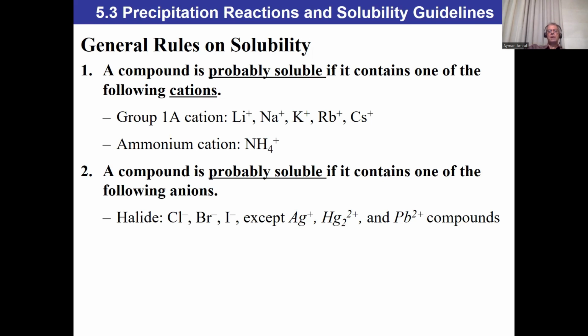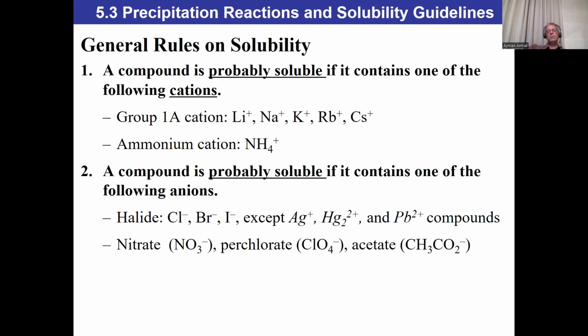Other cations form soluble salts with chloride, bromide, or iodide. In other words, all ionic compounds containing Cl minus, Br minus, I minus are soluble except AgCl, AgBr, AgI, Hg2Cl2, Hg2Br2, Hg2I2, or PbCl2, PbBr2, PbI2. These ionic compounds are insoluble.